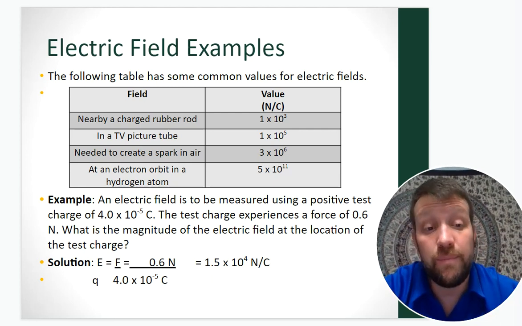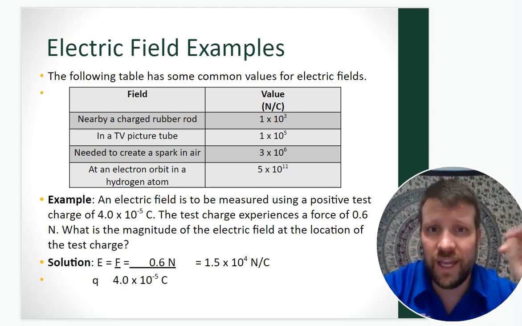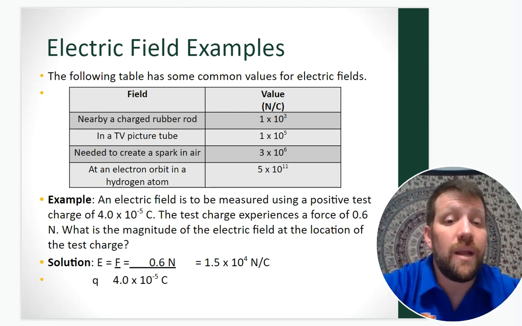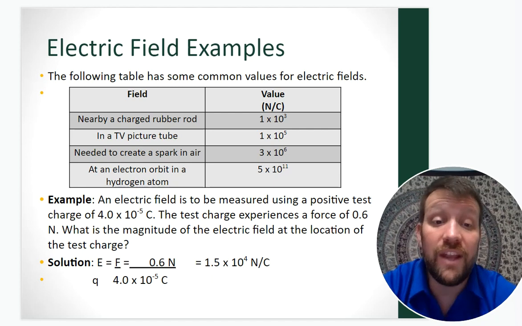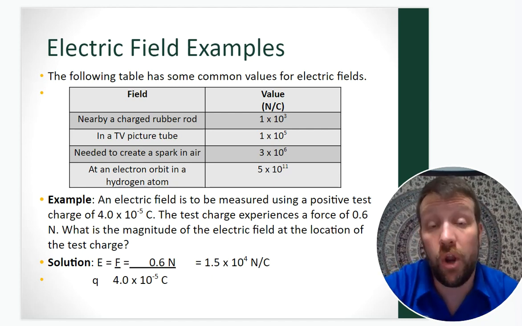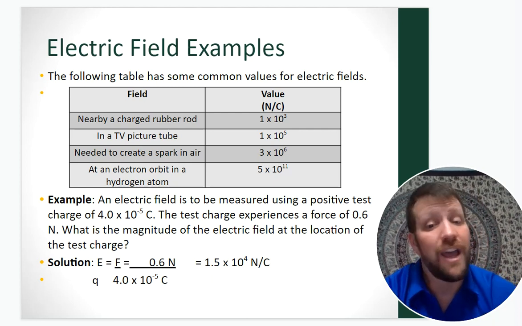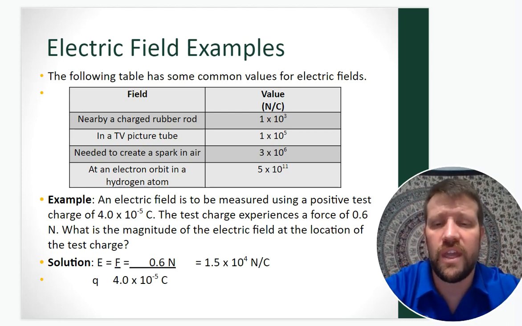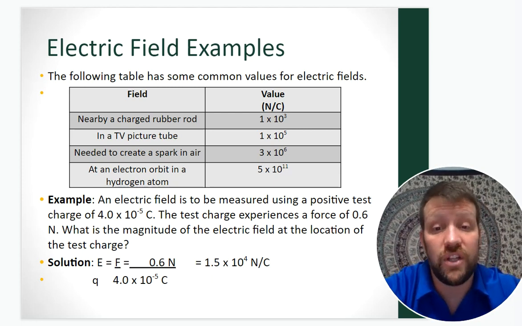And a TV picture tube, right? The old school TVs, you turn them on and they start to make that kind of crackling noise. That's actually a buildup of an electric field as well. That can get up to 1 × 10⁵ newtons per Coulomb. In order to make an actual spark in the air, you need a little bit greater than that, 3 × 10⁶. But those old tube TVs can build up enough to give you a little shock. But this would be more like, as I mentioned earlier, when you reach out for the metal doorknob, and it shocks you a little bit.